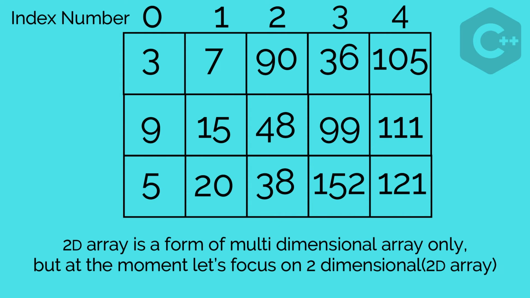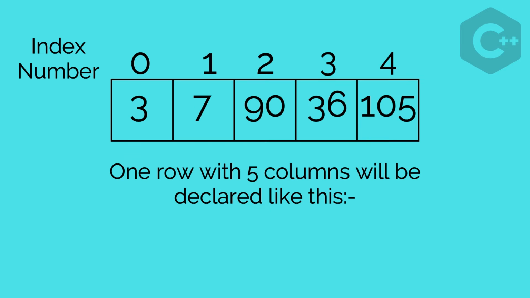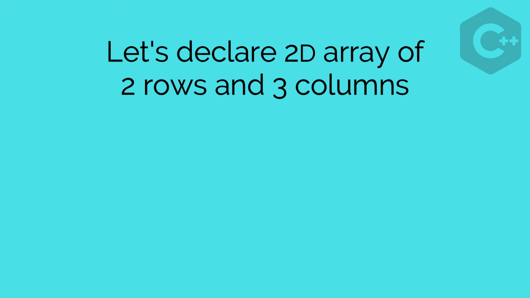In fact, 2D array is a form of multi-dimensional array only, but at the moment let's focus on two-dimensional, that is 2D array. If you think of this figure where we have one row with 5 columns, it is declared like this: int arr of 5. Now let me declare 2D array of 2 rows and 3 columns. So I will say int arr.